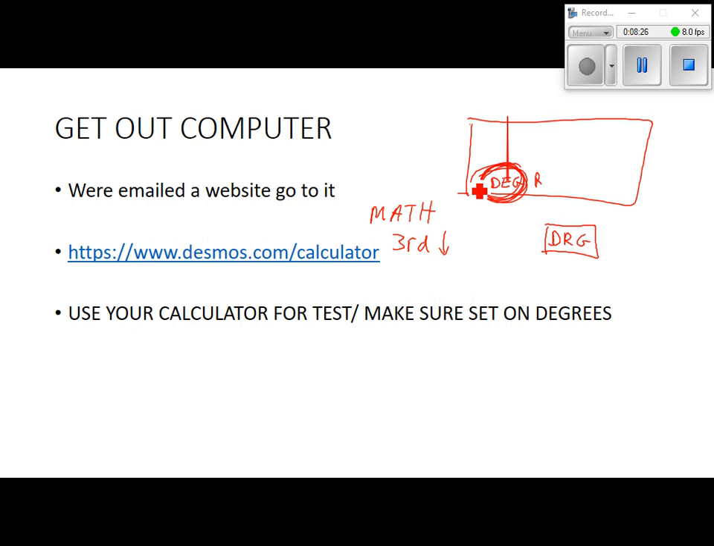So take your calculator with you, use it, but there's also another calculator on the test, and that's what I want you to do right now. Go to that email and click on that calculator. I can't do it up here, I have to click on it from my back screen. So go to the calculator website that I sent you.